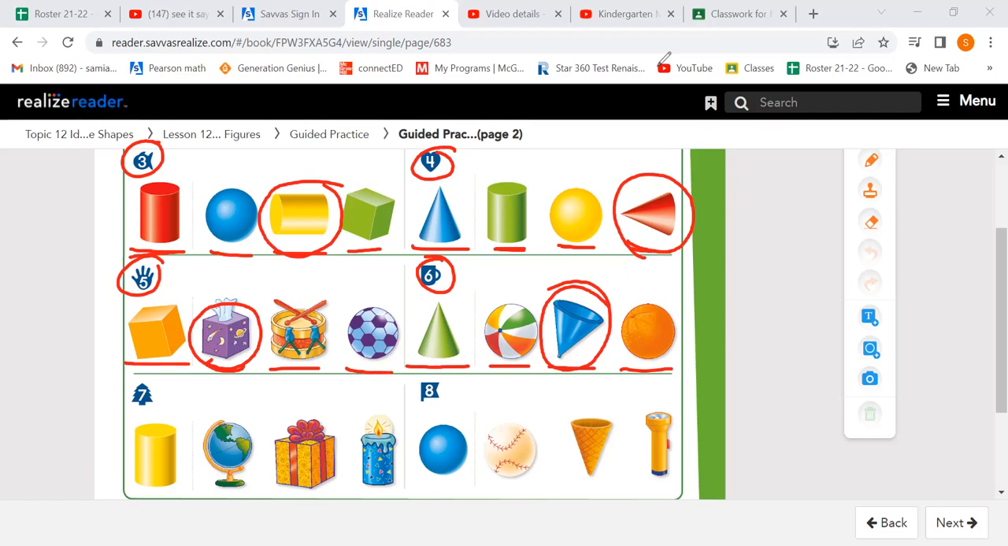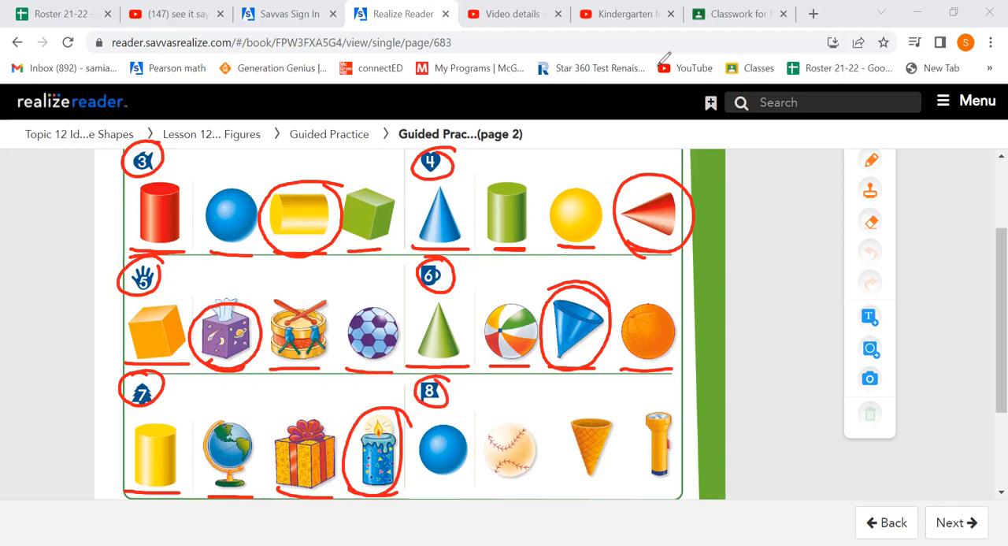We are going to now name the solid figure on the left for number seven and draw a circle around the object on the right that looks like that shape. All right, what do we call this solid figure? A cylinder. Okay, does the first one match? What shape do you see there? A sphere. Not a cylinder. How about this one? That's a cube, not a cylinder. How about this candle? Yes, it is shaped like a cylinder. So we are going to put a circle around it.